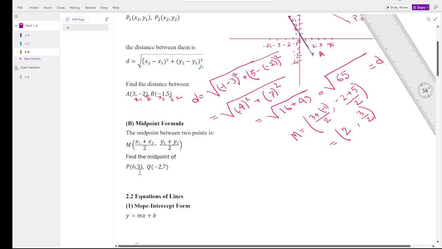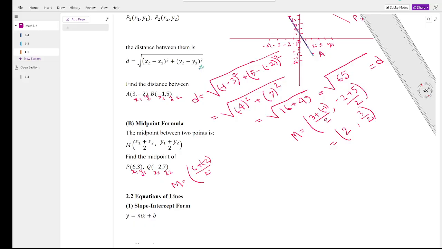Now check this question. Find the midpoint of P and Q. Here x1 is 6, y1 is 3, x2 is minus 2, y2 is 7. Now find the midpoint. M equal x1 plus x2, that means 6 plus minus 2 divided by 2. Then y1 is 3 plus 7 divided by 2. Now we find M: here is 4, 4 divided by 2 means 2. There is 10, 10 divided by 2 means 5. This is the midpoint.